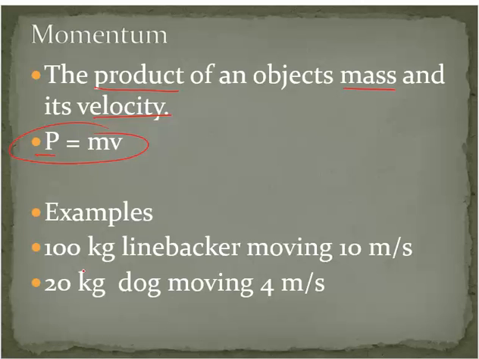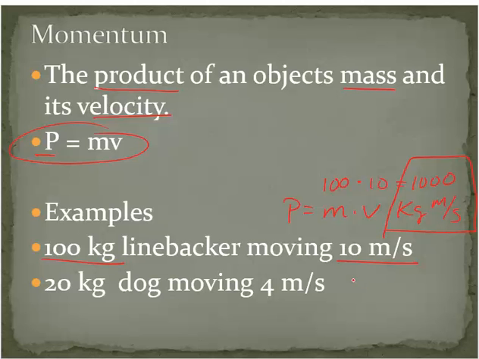Here's an example of it. We've got a 100 kilogram linebacker moving 10 meters per second. Well, let's not make it harder than it is. Momentum is mass times velocity, so it's the mass, 100 kilograms, times the velocity, 10 meters per second, and we get an answer of 1,000. And now our units are, there's no special units for momentum. We just put them together. We take kilograms times meters per second and get 1,000 kilogram meters per second.